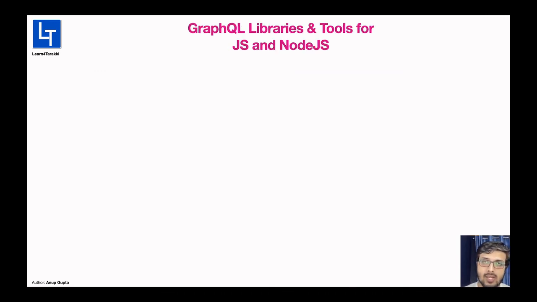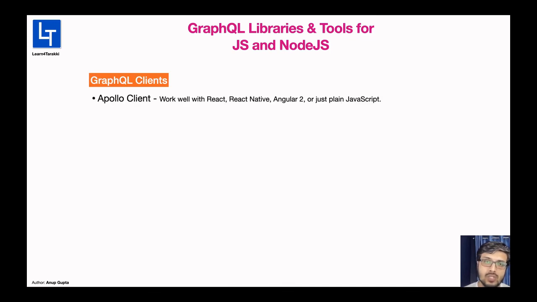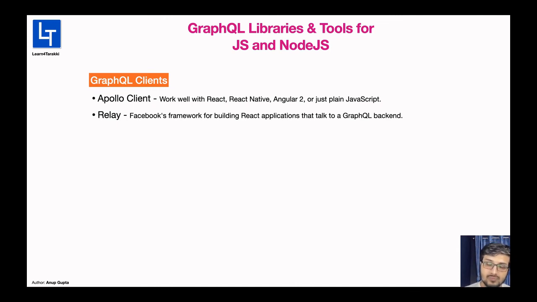So let's talk about the GraphQL libraries and tools for JavaScript and Node.js. First we will talk about GraphQL clients, then GraphQL servers, and finally GraphQL browser clients. Let's begin with GraphQL clients. First, Apollo Client, which is popular and works well with React Native and Angular 2 plus. Plain JavaScript can also use Apollo Client, and it has good integration with React. Second is Relay, provided by Facebook, which integrates well with the GraphQL backend.